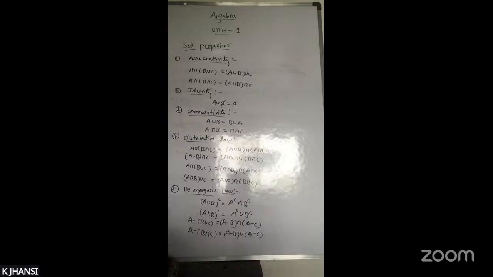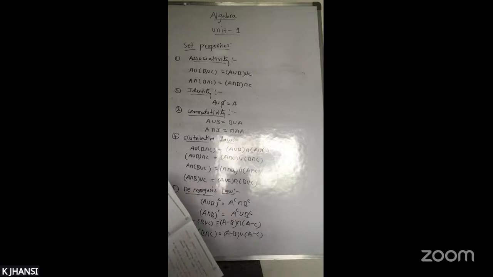So De Morgan's law is important, and these four properties are very important in solving problems and also in doing proofs for some theorems. Even in the second unit we have the concept of a group. For that we need to know what is the associative property, identity property, commutative property, and distributive property. Okay. So this is the important one. This is about the sets we have.